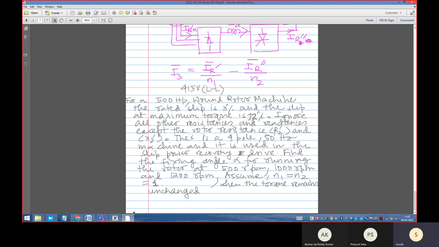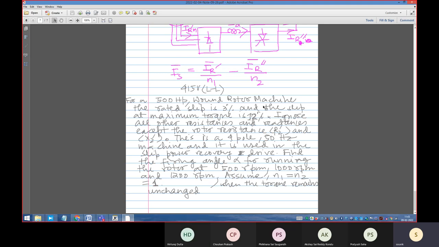You must understand that when the rotor circuit is shorted, this I probably implied and didn't mention. So let me mention it now: this is when the rotor circuit is shorted, right? Because a wound rotor induction machine has secondary side terminals available. When the secondary side terminals are shorted, and it is run like a squirrel cage machine, then the rated slip is 3% and the slip at maximum torque is 12%.